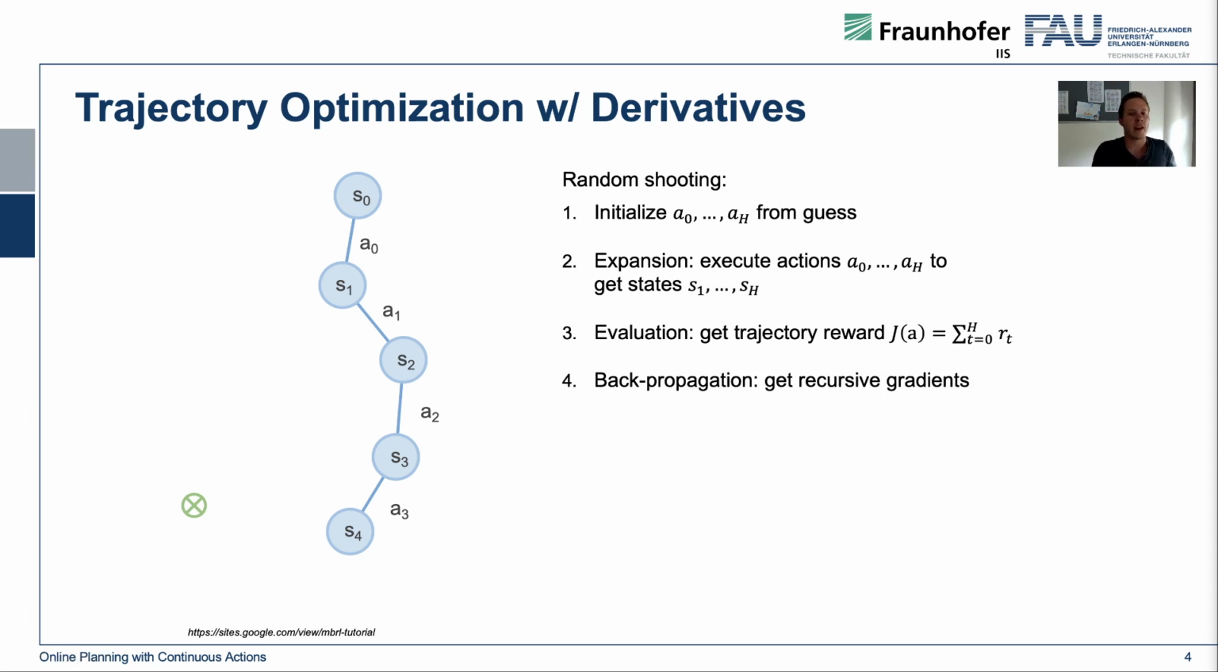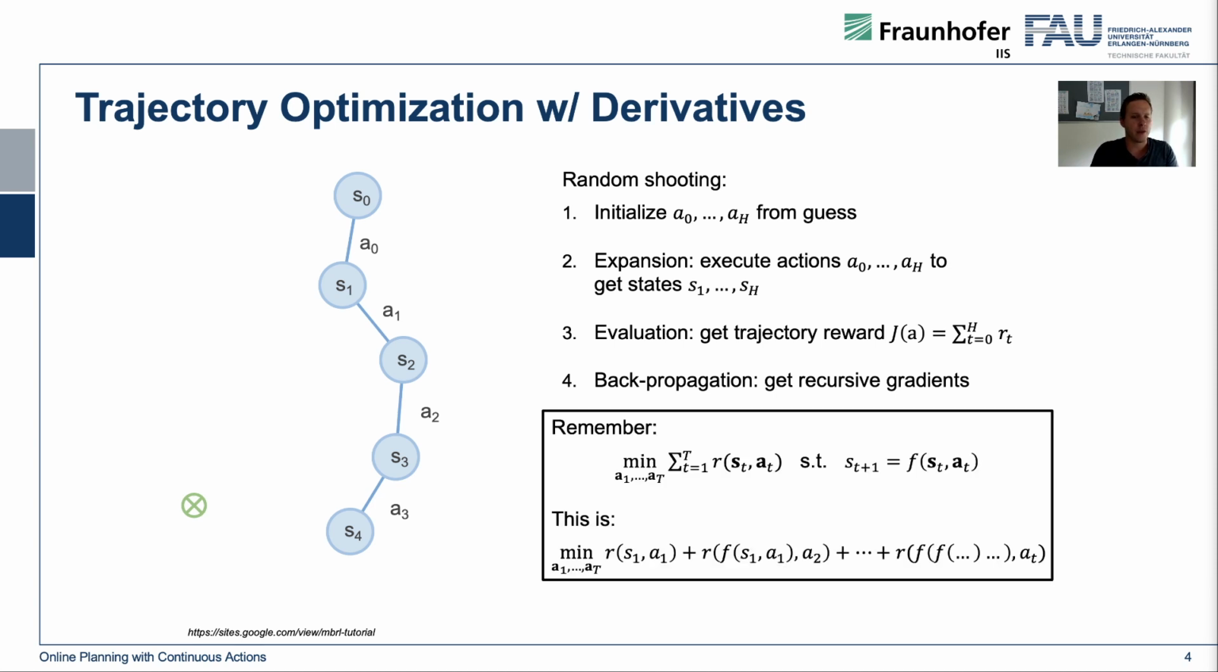So you want to get recursive gradients. And if you remember correctly, you want to minimize this objective function. And if you roll this thing out, it turns out this thing looks exactly like this.